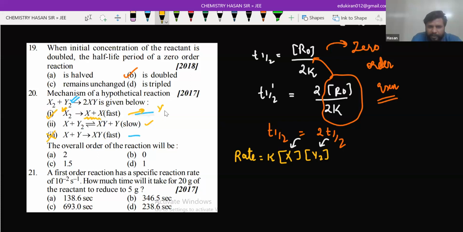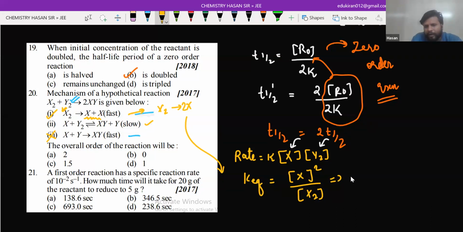This reaction can be written as X2 giving you 2X, X plus X, that is 2X. And I'm going to write K equilibrium for this. K equilibrium is equal to product upon reactant. Product is X raised to the power 2, upon reactant, which is X2. Sir, why X to the power 2? What did you say? X, why X to the power 2?